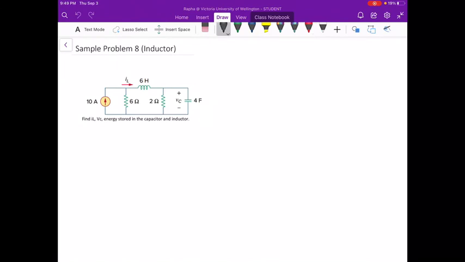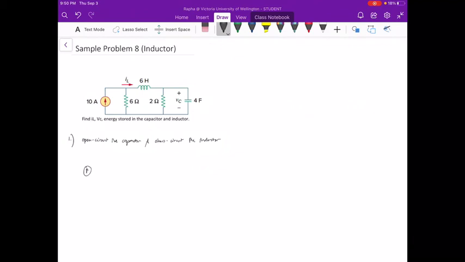So the first thing again that we will do is to open circuit the capacitor, because this sample problem has a capacitor, so we need to open circuit that, and then short circuit the inductor. So that requires us to redraw the circuit diagram.